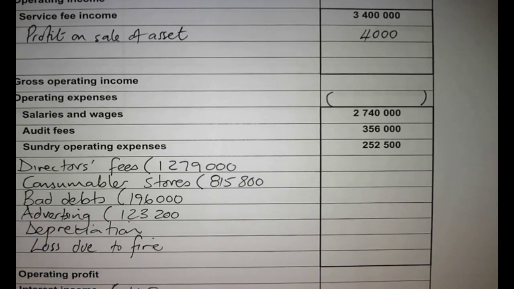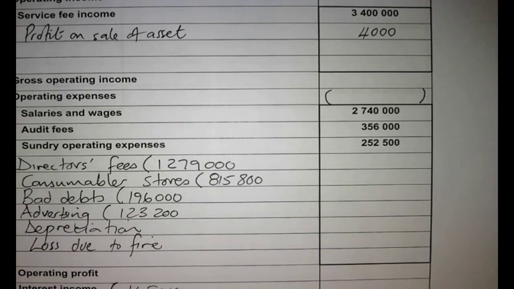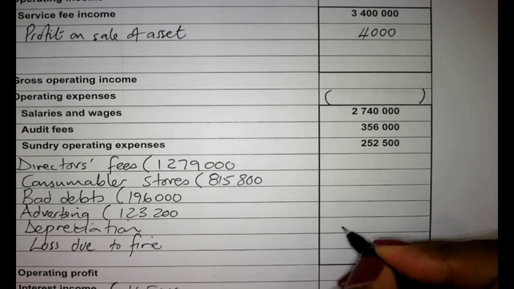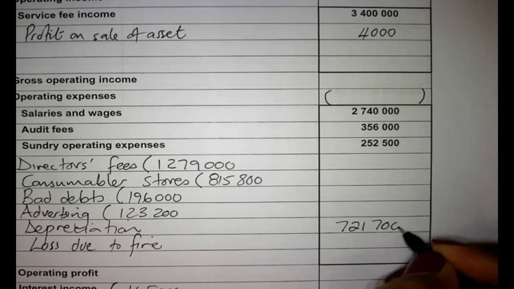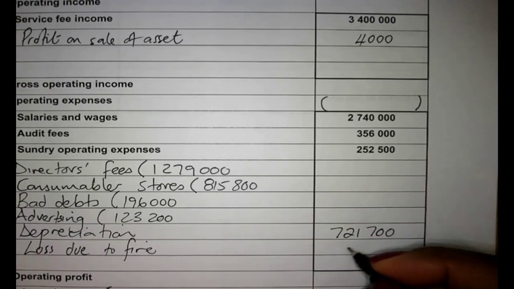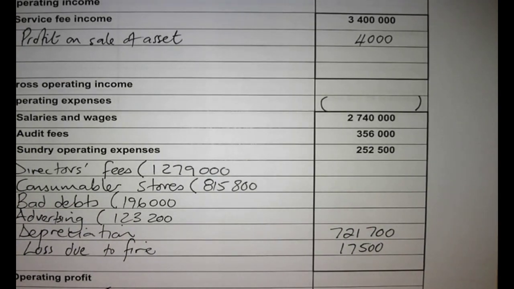So that is why I said to you yesterday, prepare your framework. Because now you did your whole calculation in 1.1, but you forgot to put depreciation in here. Now when you are busy filling in your income statement, you say, oh, I'm splitting up depreciation. Okay, let me go and see. I said it was 721,700. Now you're just filling in the information. Oh, there I've got loss due to fire. So now you're going to put in the 17,500. And so there you already have three items on your income statement that you worked out previously. And because you prepared your framework, you go and find that information now.